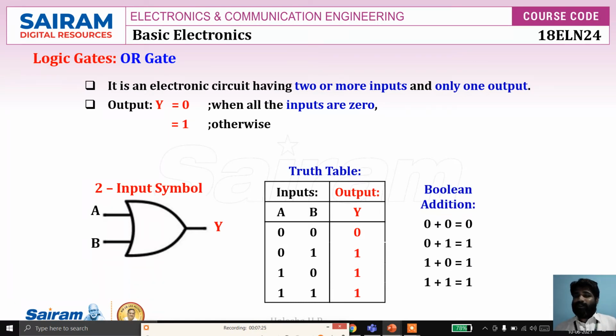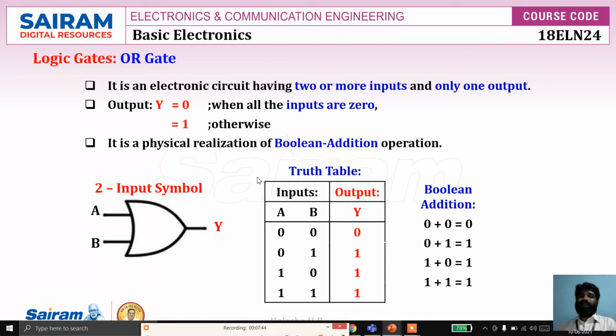And let's see the function of Boolean addition. Now this is the Boolean addition, correct? So 0 plus 0 is 0, 0 plus 1 is 1, 1 plus 0 is 1, 1 plus 1 is 1. I mean true plus true is 1, correct? So compare the truth table of the OR gate. It is similar. So we call it a physical realization of Boolean addition. The OR gate realizes the Boolean addition.